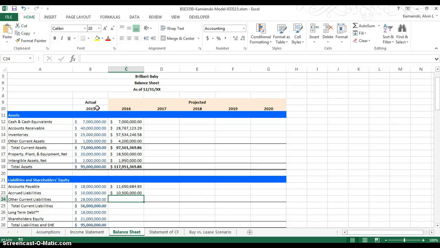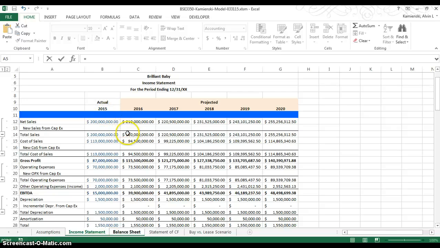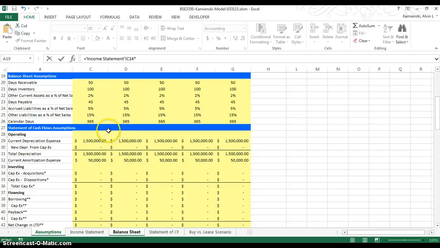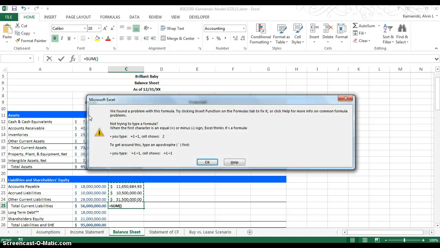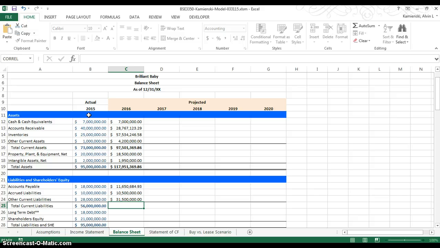Other current liabilities will be the same in terms of we will reference total sales and we will multiply that then by the assumption for the amount of other liabilities as a percent of net sales. That will give us then our total. Where am I not liking that? Alt HUS. It's got those three lines, 22, 23, 24. There we go. 53 million.